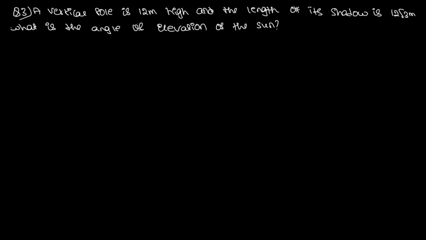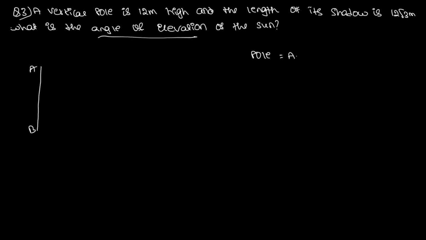Here we have our question number 3, which is a vertical pole is 12 meter high and the length of its shadow is given. Here we need to find the angle of elevation. Pole is given along with its shadow. Let's take our pole AB. Here is our pole.